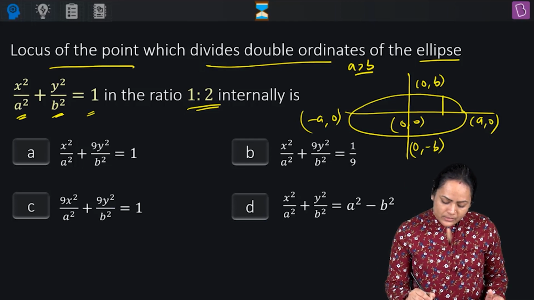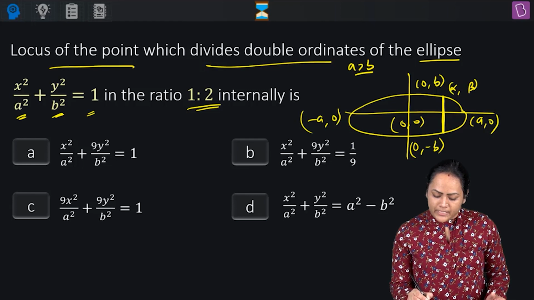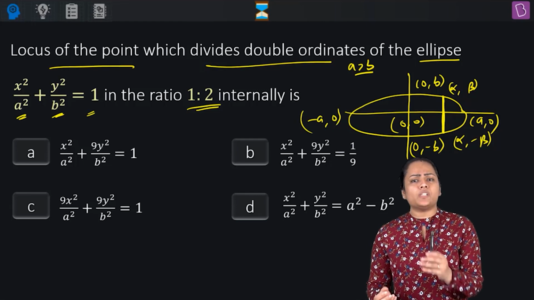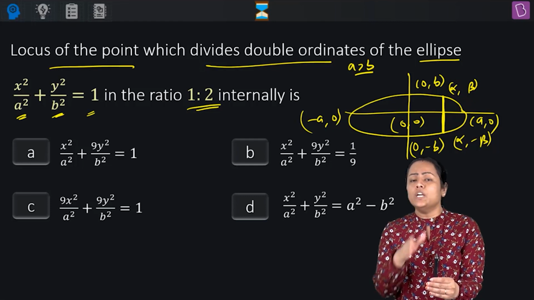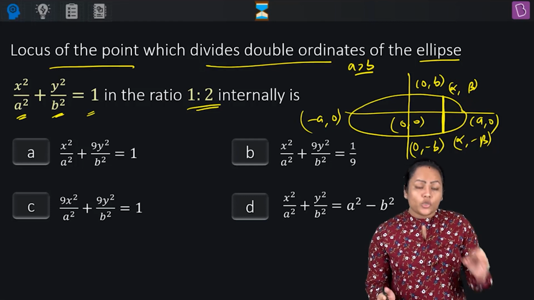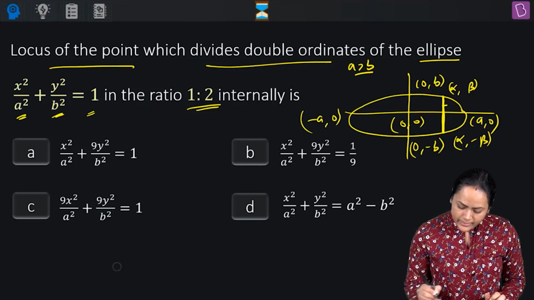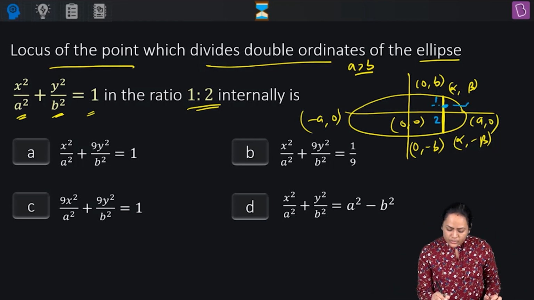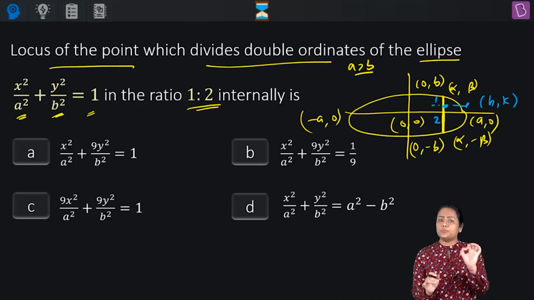So in this case, this, let us say, is going to be a double ordinate, and the endpoints of this are alpha comma beta and alpha comma minus beta. Why is the x coordinate the same? Because we know that this double ordinate is perpendicular to the x axis, so the x coordinate is going to remain the same. There is a point here somewhere which is dividing this double ordinate in 1:2. I have to find the locus of this point, so I'm taking it as my point h comma k. I have to find a relation between h and k, which is going to be the locus.